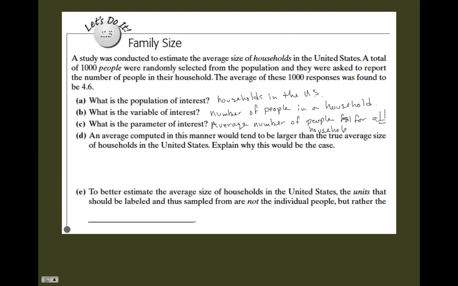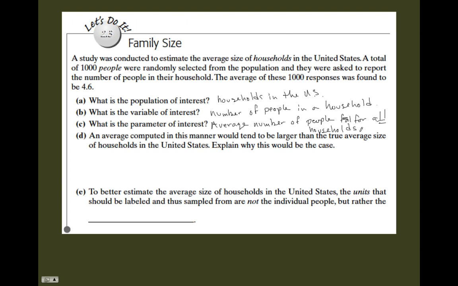So the parameter of interest is the average number of people for the entire population. And the only way we could calculate the parameter is if we could actually sample all the households in the entire population in the United States. So in other words, this is a great example of why the parameter is something that we have to believe exists, but we really have no ability to calculate. Because how could anyone ever sample all households in the United States?